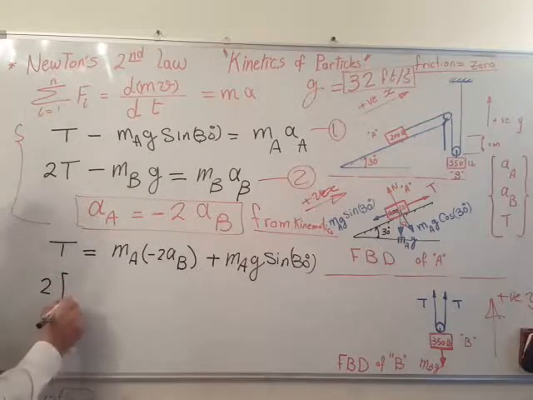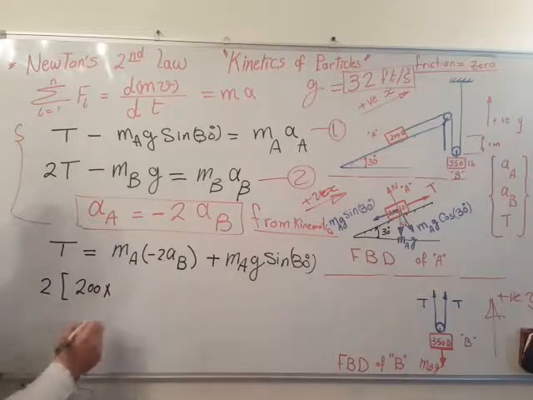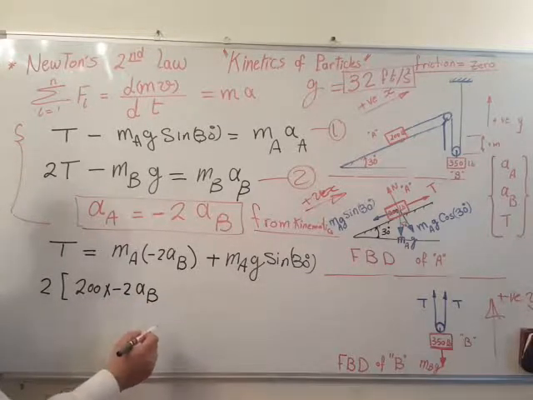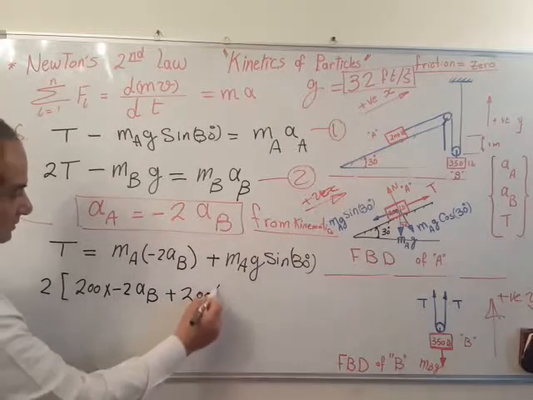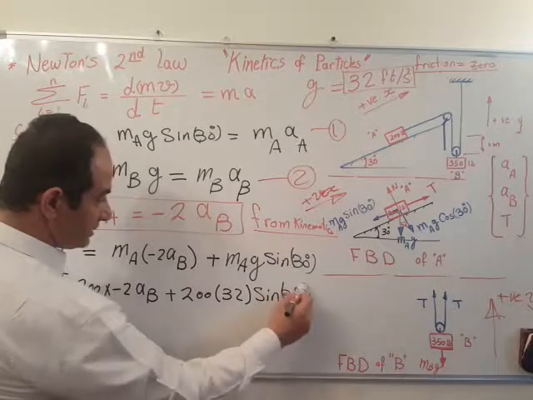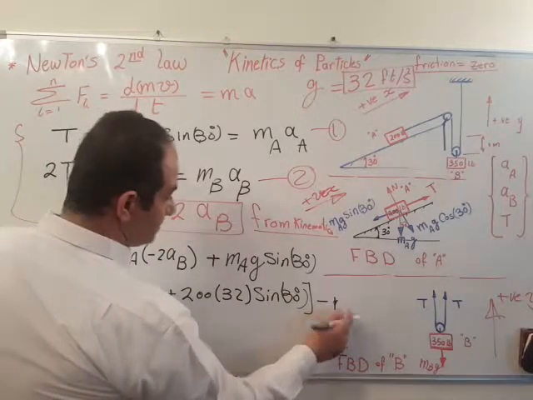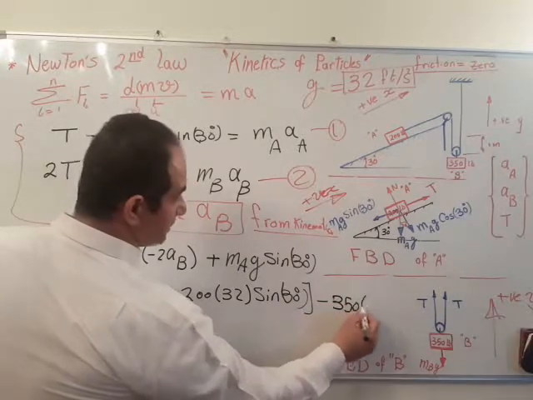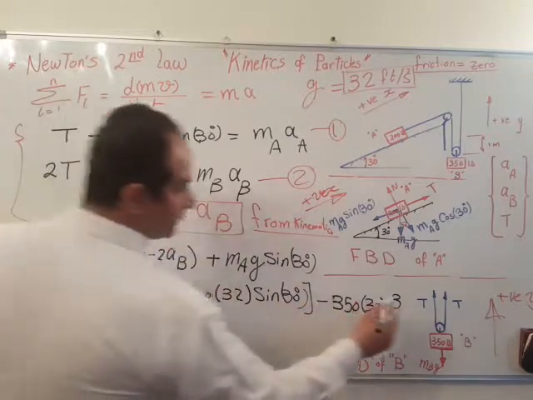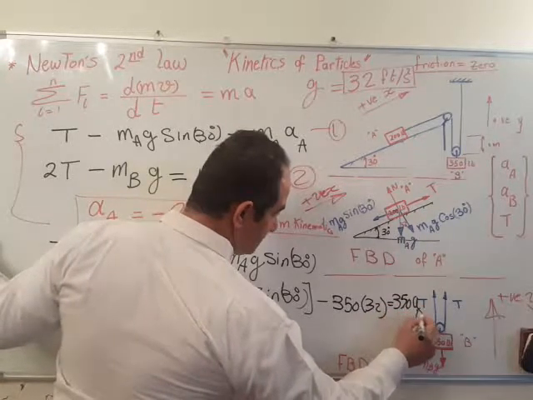Equation 2 becomes: 2T minus MP times 32, the gravitational acceleration G, equal to 350 AB, where T is replaced by parentheses MA, 200, times minus 2AB plus 200 times 32 times sine 30 degrees.